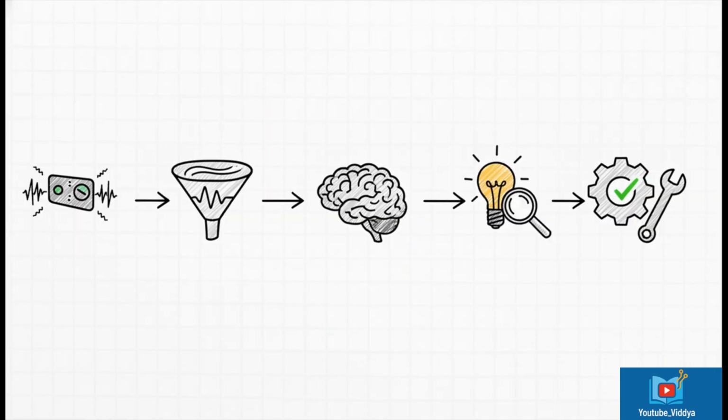So let's just boil this entire process down, shall we? We start with messy data. We pre-process it into something clean. We feed that to a model. The model makes a prediction, and that prediction leads to smarter maintenance. That's the whole workflow in a nutshell.